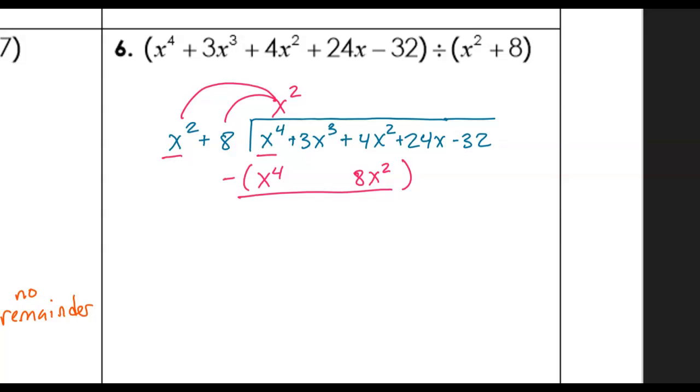So here I have x to the 4th minus x to the 4th is 0. The x cubed term has nothing to combine with, so I just bring it down. And 4x squared minus 8x squared is a negative 4x squared. And bring down your next term.